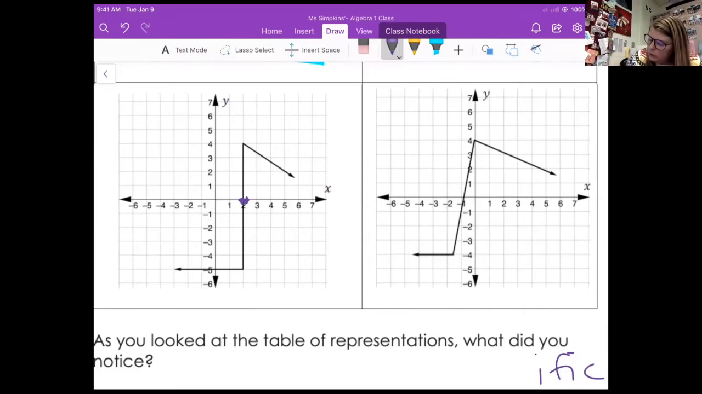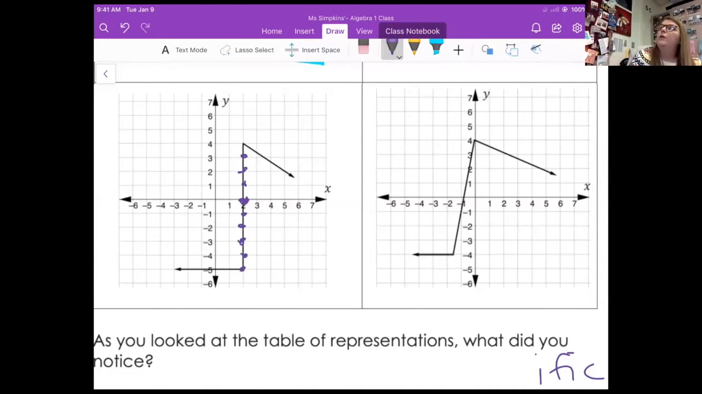2, 1; 2, 2; 2, 3; 2, 0; 2, -1; 2, -2; 2, -3; 2, -4; 2, -5. That x input of 2 is giving me multiple outputs. So that would not be considered a function.